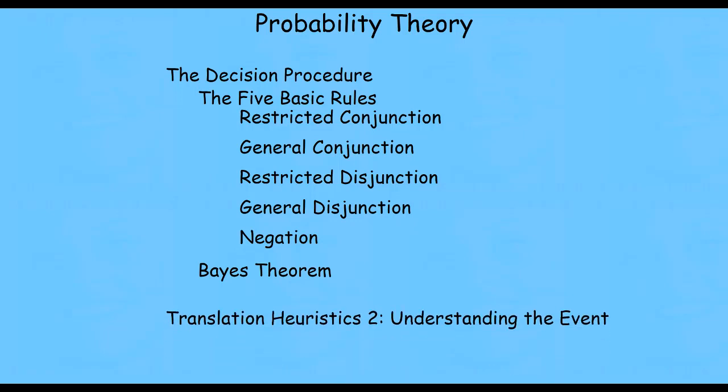And then we'll finish off the probability theory lecture by talking about translation heuristics again. Specifically, how do we go from a description of an event or a problem in the world to translating it into probability theory, understanding its structure so that we can identify how to break that problem down and apply the rules in appropriate order.